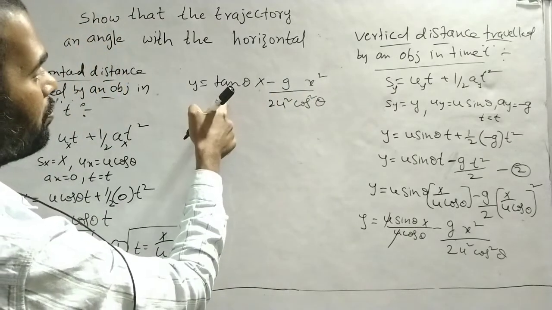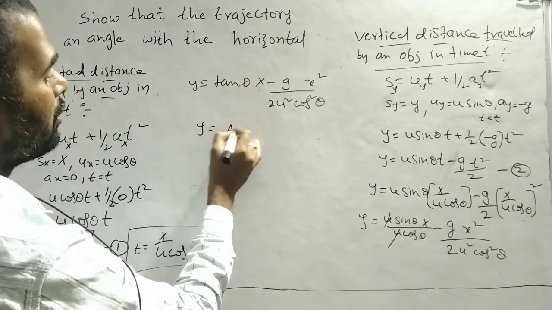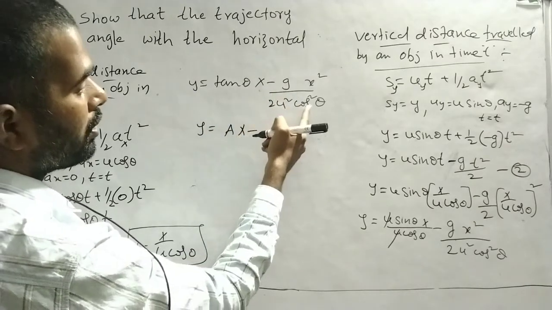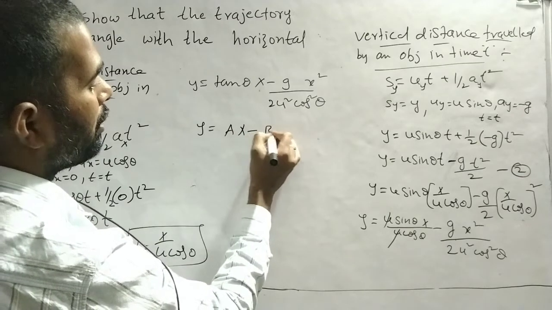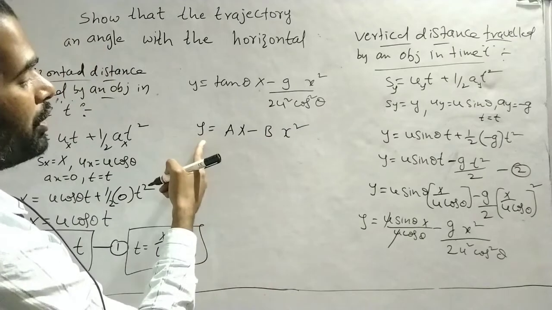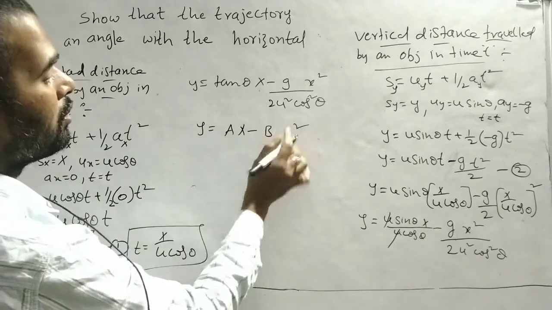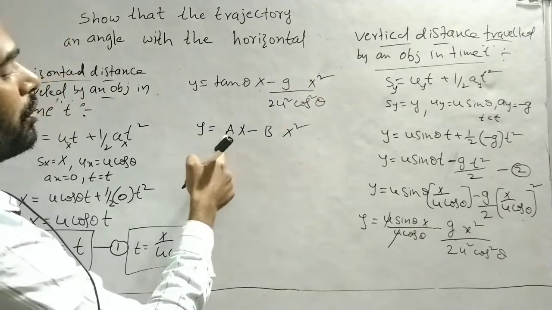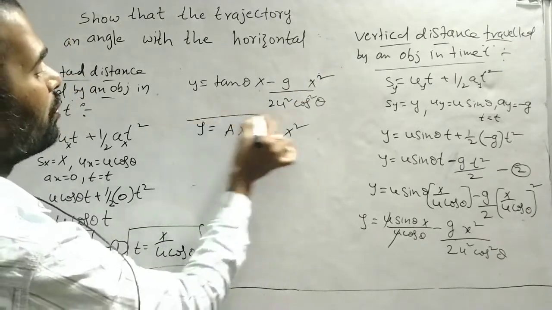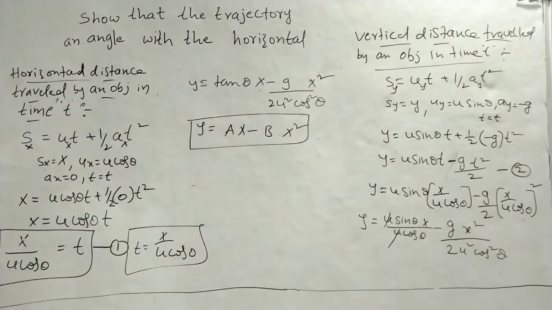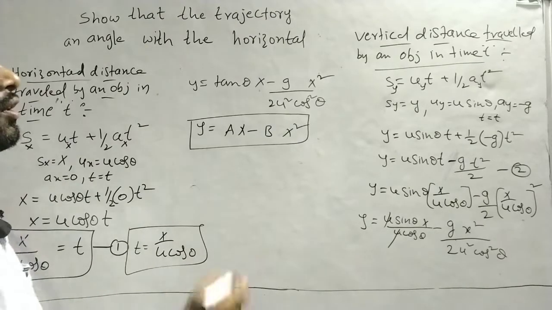Instead of tan theta I am writing a, and instead of g by 2 u square cos square theta I am writing b. So y equal to ax minus bx square. This equation y equal to ax minus bx square is a quadratic polynomial. It shows the parabola. Hence proved.